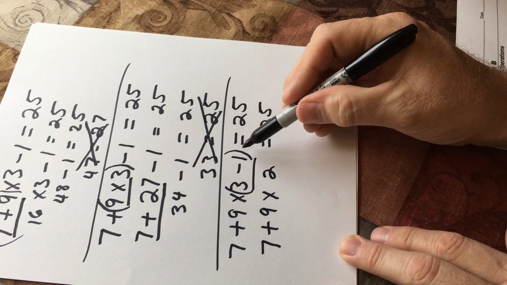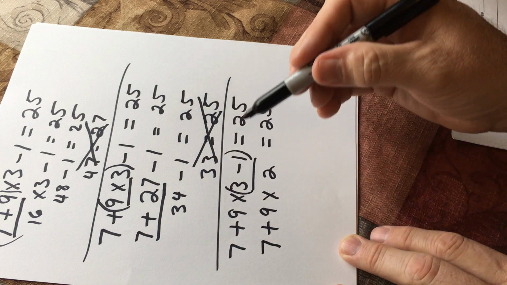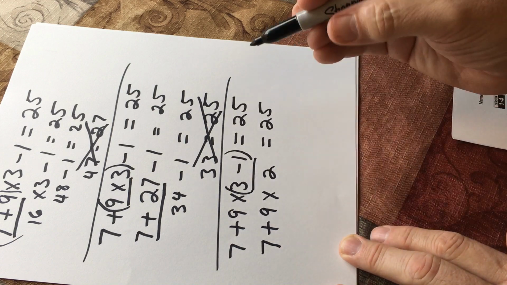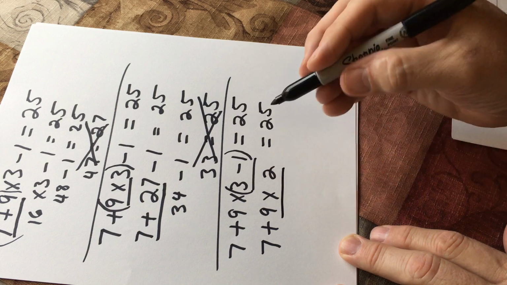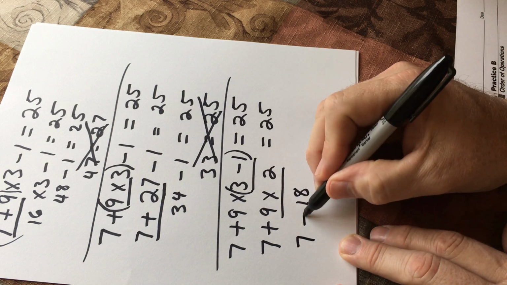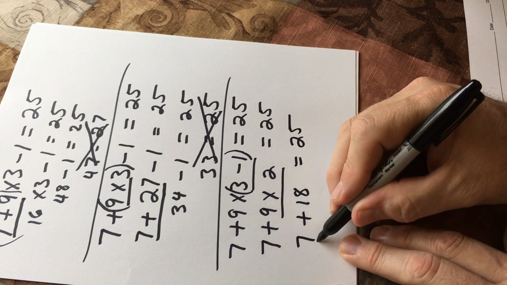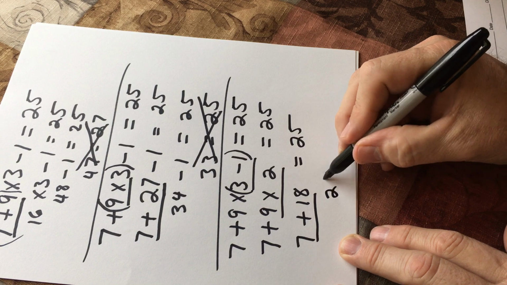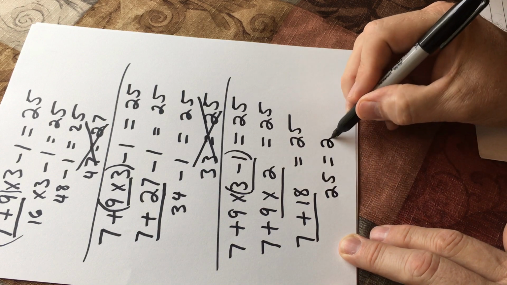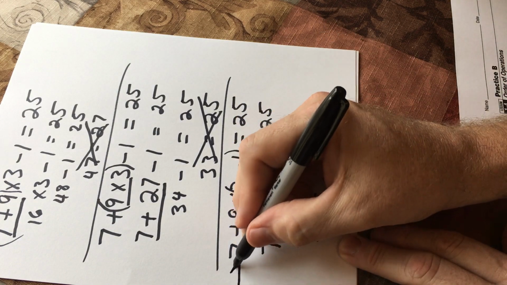Okay, PEMDAS, we did our parentheses first. Now we're going to do the multiplication because MD comes before AS. All right, so we're going to do 9 times 2, that's 18. And we have 7 plus 18 equals 25. And yes, 7 plus 18 does equal 25. And we have found our solution. This is the way to do it, right here.